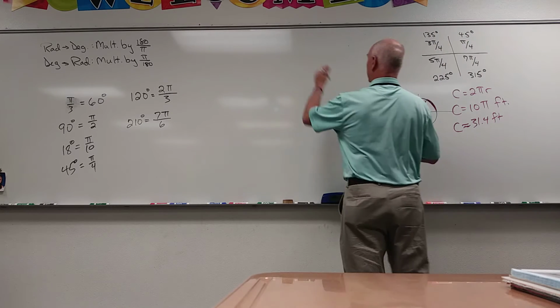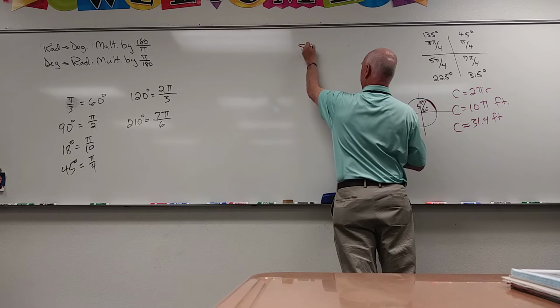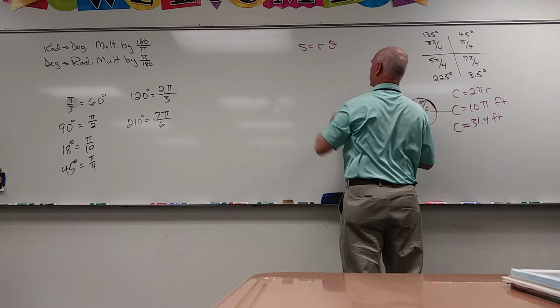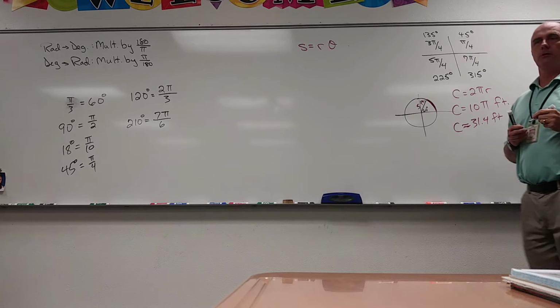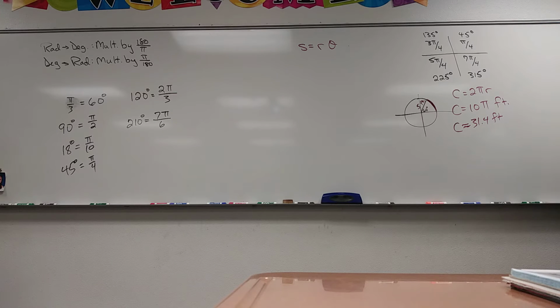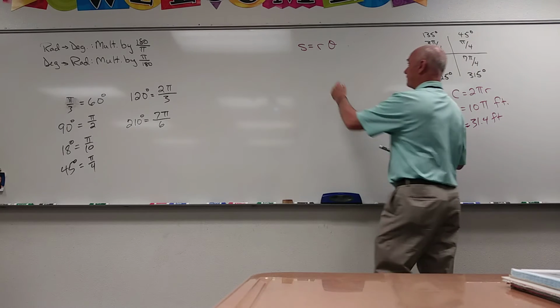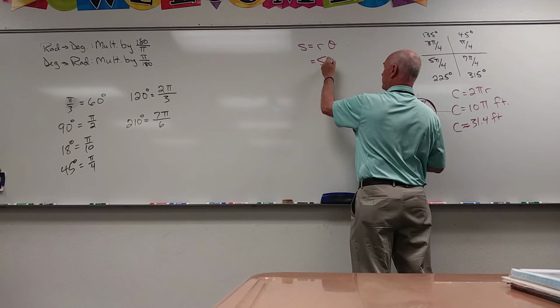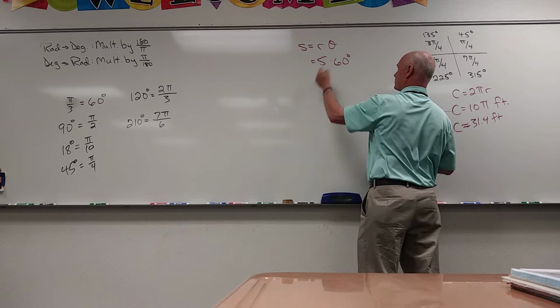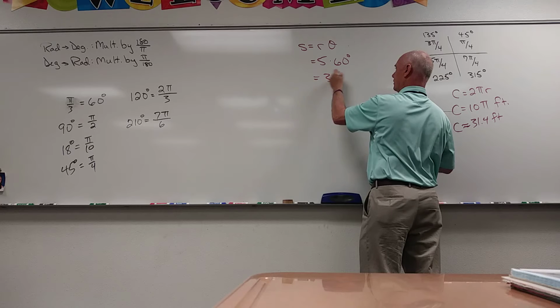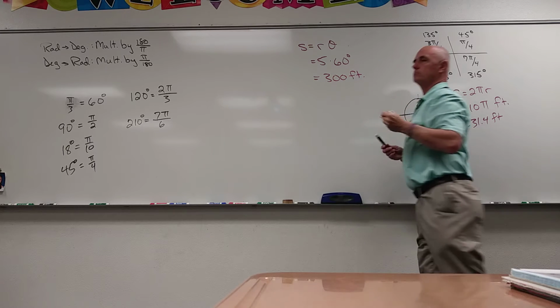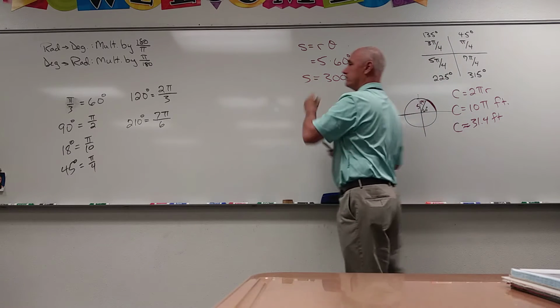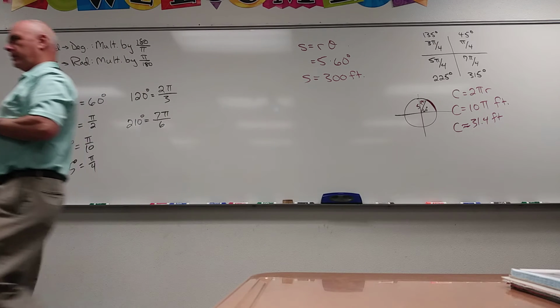Well, the formula for arc length, they call arc length S, they say it's equal to r times theta. So we can use the formula instead, which is pretty simple, because we take the r, which is 5 feet, and we multiply it by the theta, which is 60 degrees, and so we get an answer of 300 feet, which is fine, right?